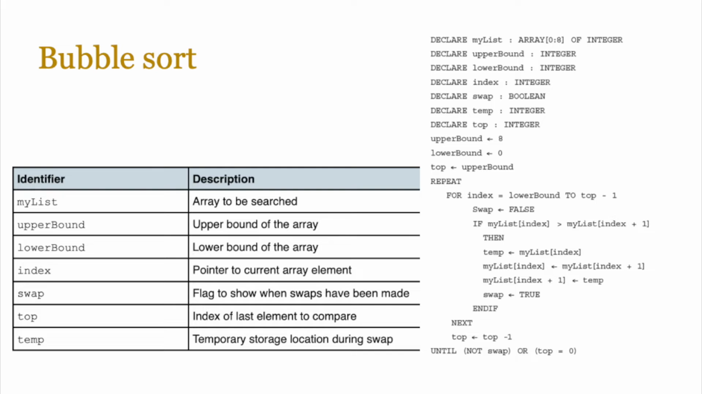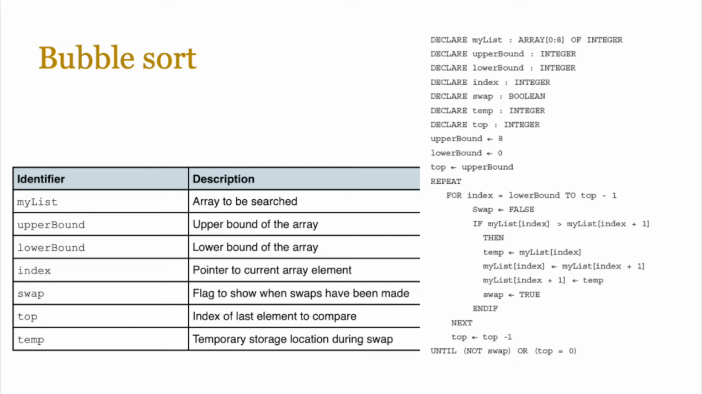Then we have a temporary variable to store the values and a variable called top, which indicates the top of the list, and this should be decreased every iteration because the rightmost item will be sorted out in a bubble sort because everything bubbles towards the right in our case. Then we initialize the upper and lower bounds. Accordingly, lower bound is the value 0, upper bound is 8 in this case.